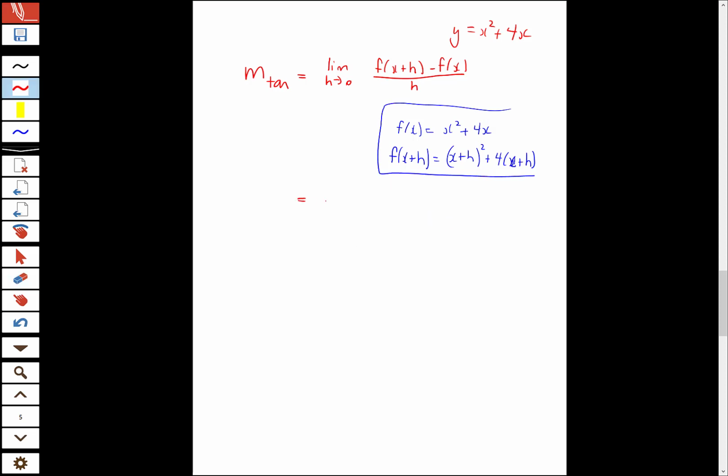So we've got the limit as h goes to 0 of, well, f of x plus h is x plus h all squared plus 4 times x plus h, and then we're subtracting off f of x. If you're subtracting off a quantity that has 2 or more terms in it, we just want to be careful that we're putting brackets on there, because both of these need to be subtracted off.